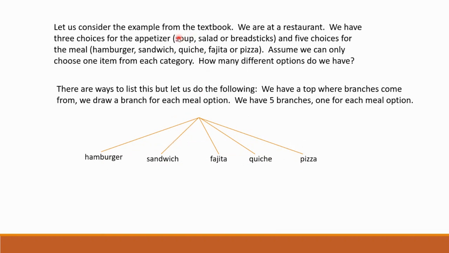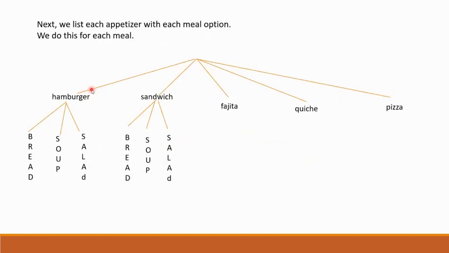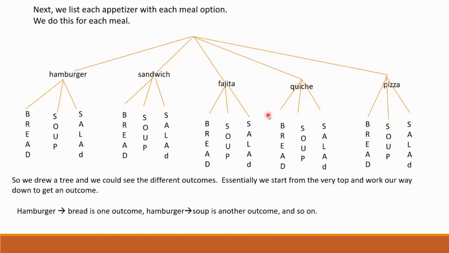And then we consider the next category, so to say, the appetizer. Now there's 3 choices for that. So from each of these branches, as you can see, we would list these 3 outcomes. So from hamburger, we have these 3 branches. Same thing from sandwich. And we could keep doing this as I have over here. We could keep doing that.